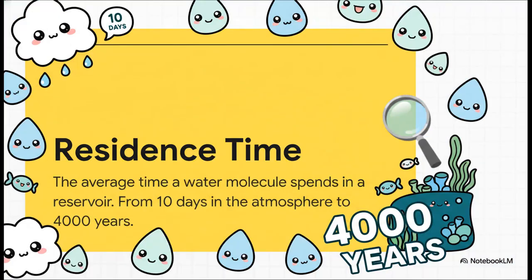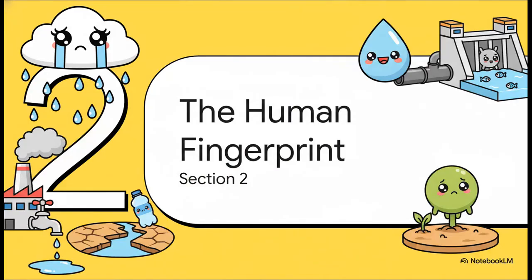And that idea of movement brings us to another key term, residence time. Think about it. A single water molecule might only hang around in the atmosphere for about 10 days before it rains out. But that same molecule could spend up to 4,000 years in the deep ocean. This massive difference is key to understanding why some parts of the cycle react to change so much faster than others.